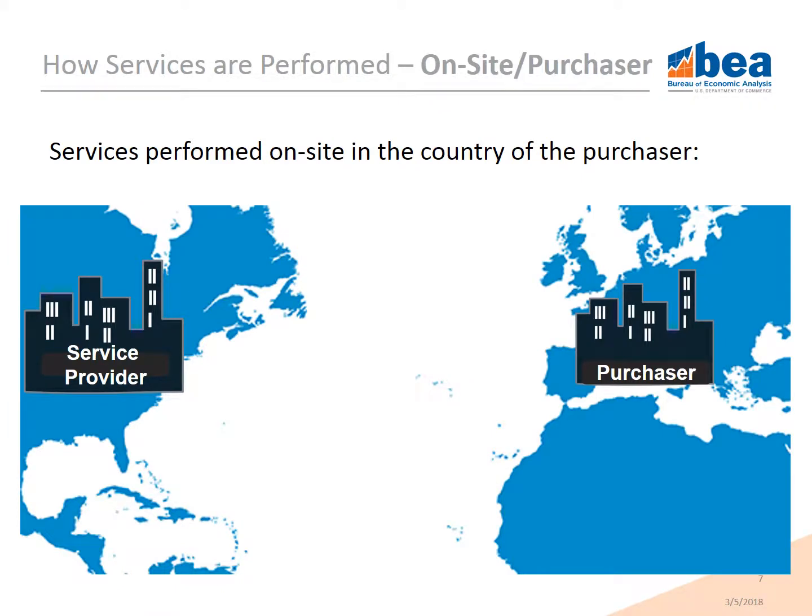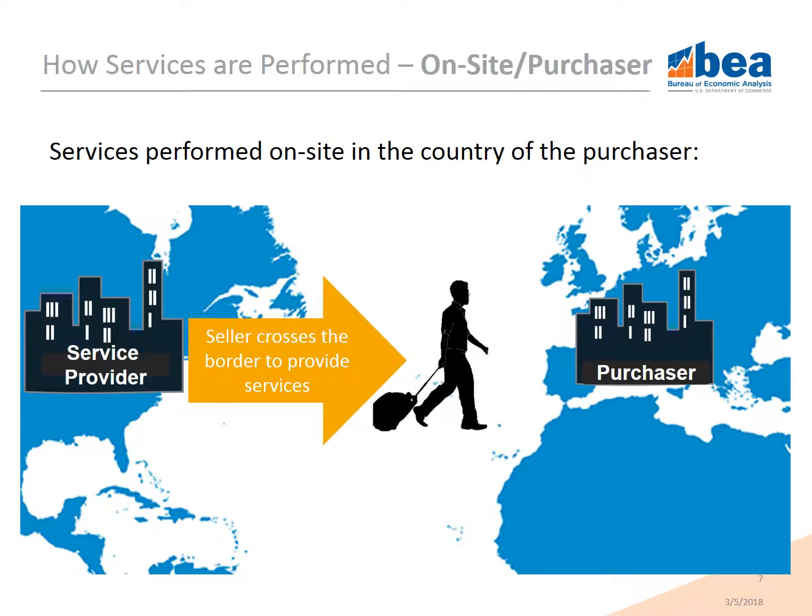The first way in which transactions take place is when the seller travels abroad to provide services to the purchaser. For example, a U.S. accounting firm may send one of its domestic employees to Berlin to perform an audit for a German client. The U.S. employee performs her duties on-site in the country of the purchaser and returns to the United States when her audit is completed.